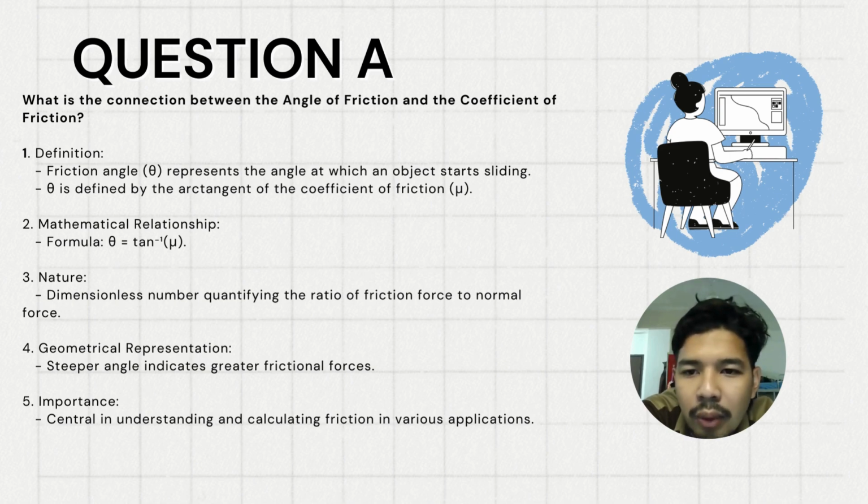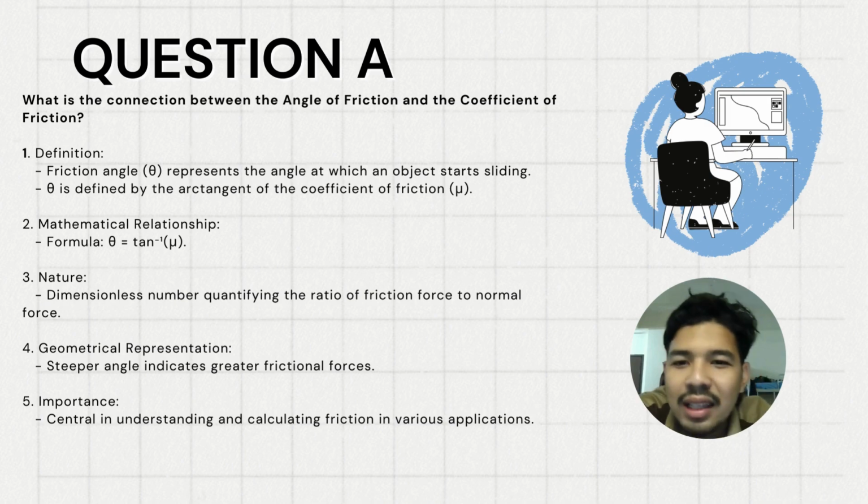The second point is mathematical relationship. The formula to find theta is tan inverse mu. Third, nature: dimensionless, quantifying the ratio of friction force to normal force. Geometrical representation: a steeper angle indicates greater frictional force. And the last one, importance: central in understanding and calculating friction in various applications.